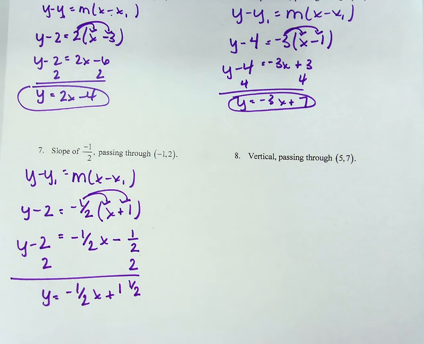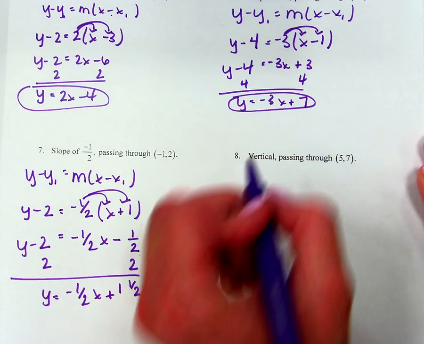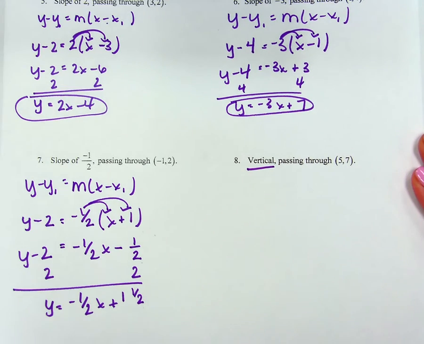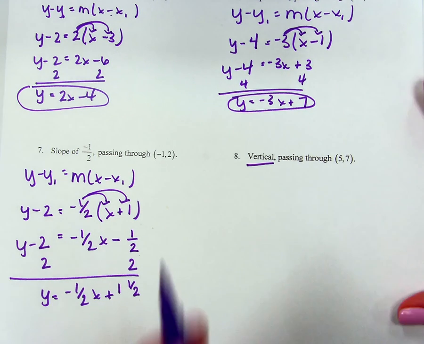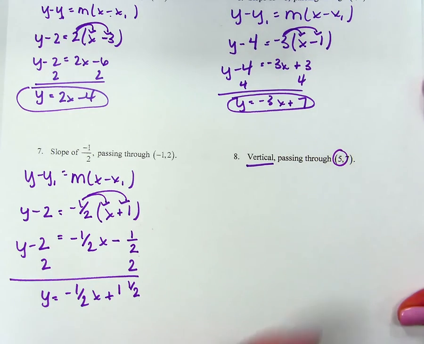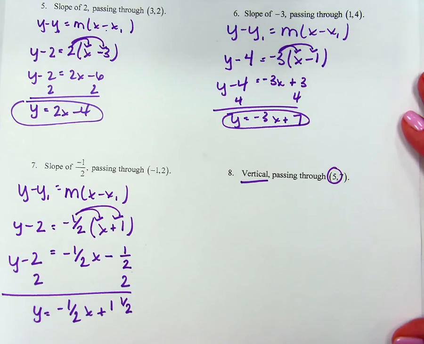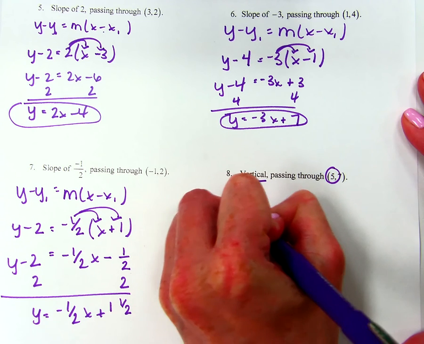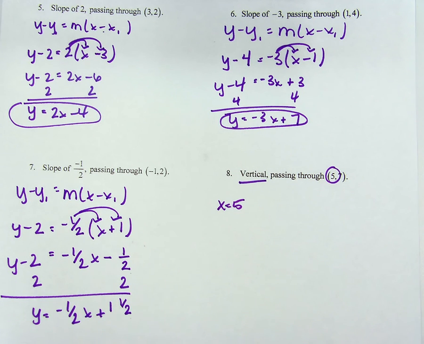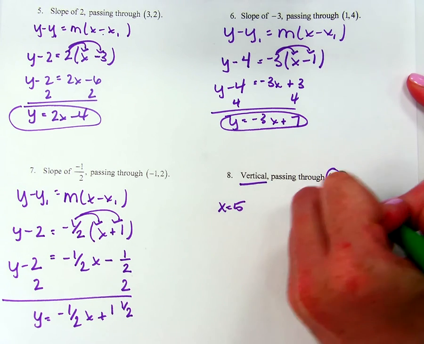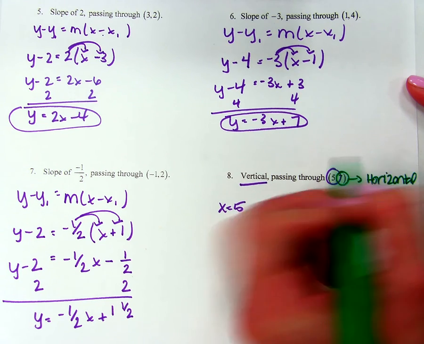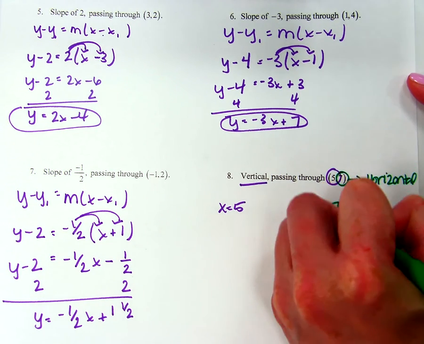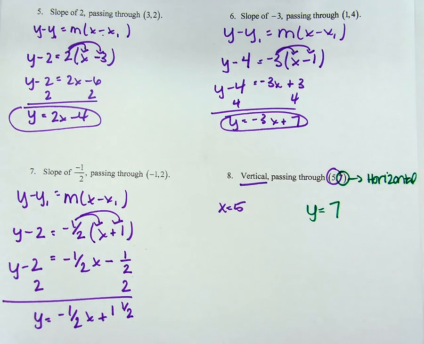And then the very last problem we have is 8, and it says we have a vertical line passing through 5, 7. If we're given a vertical line and a point, we're going to look at our x coordinate right there. So if it's a vertical line and it gives us our x coordinate, we're going to do x equals 5. And that's going to be our line. Now if it said horizontal, we're going to do the same thing, just looking at our y. So if this says a horizontal line and this is the point given to us, then it would just be y equals 7. And that's it.